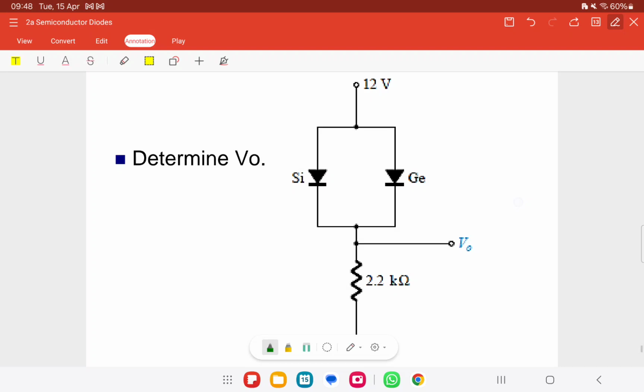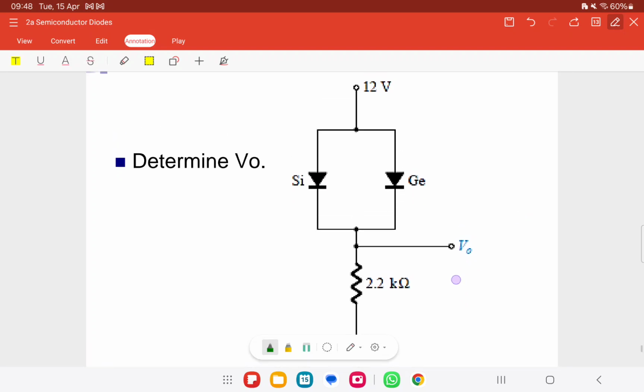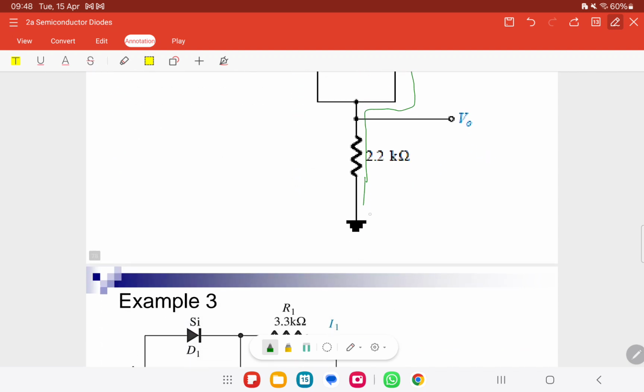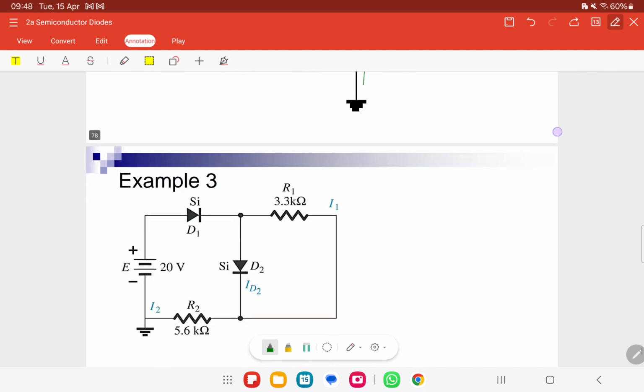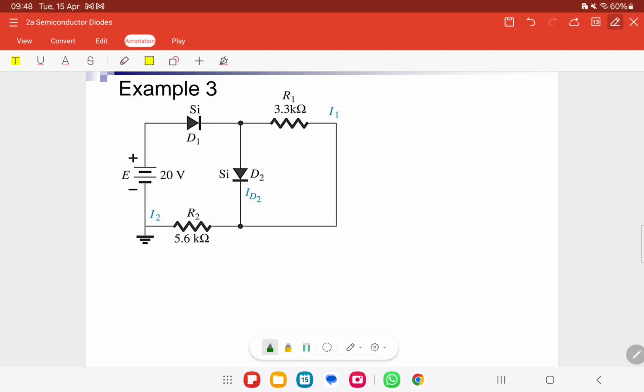Okay, for this one, which will turn on? So dia akan lalu, if we do KVL, minus 12 minus 0.3, lalu sini plus I 2.2 equals to 0. Okay, so this is one example lagi. We can do the KVL kat sini satu. And the current can flow. This one kena buat KVL macam ni.